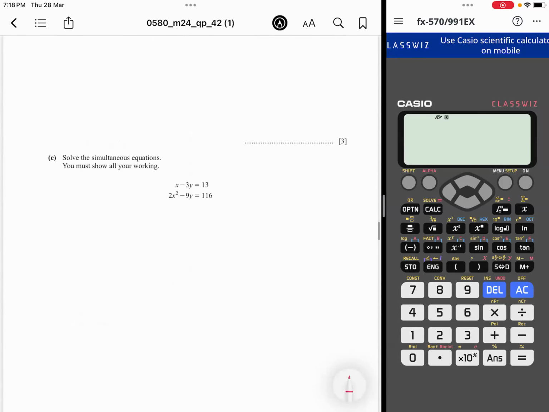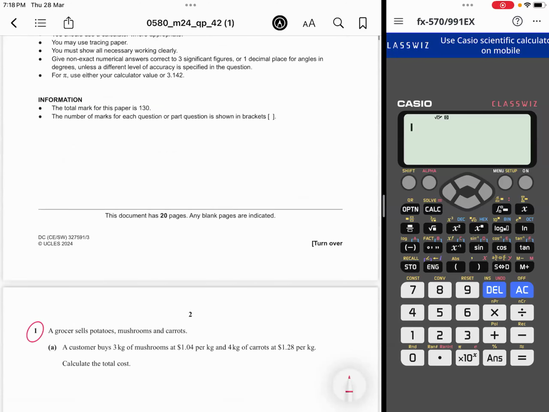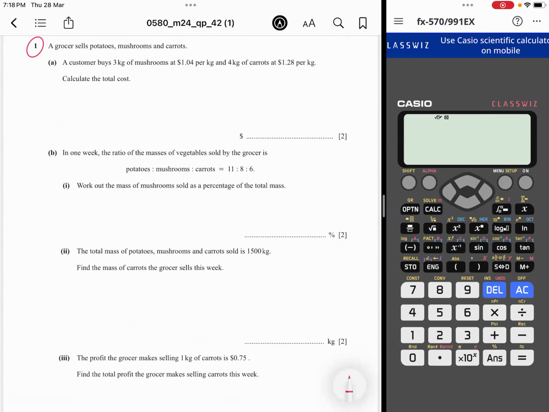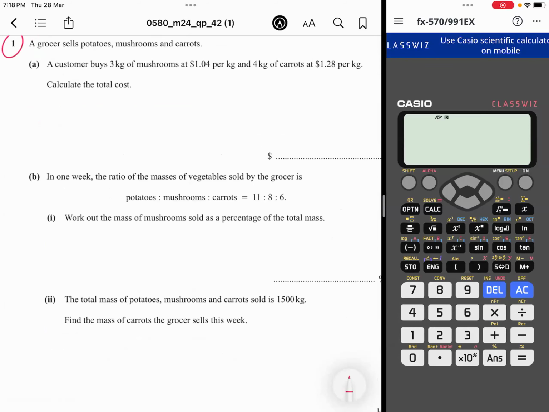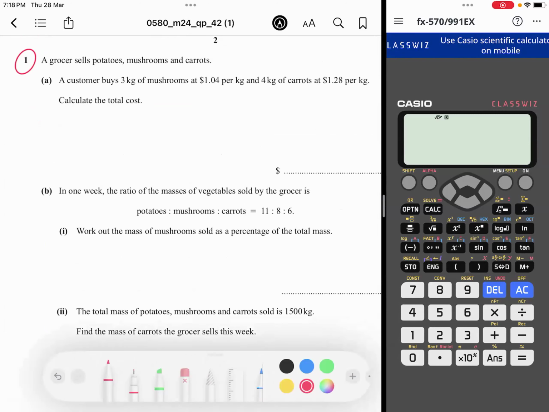Okay, let's solve some questions, starting with question 1 from this paper. I hope everyone can hear me very loud and clear. Yes or no? Yes, sir. Okay, thank you so much.